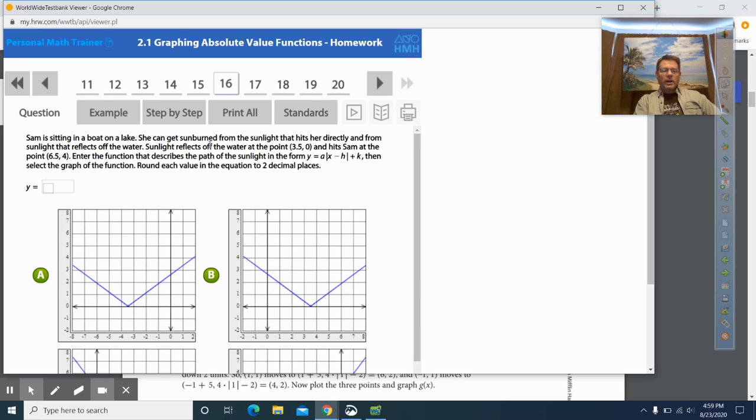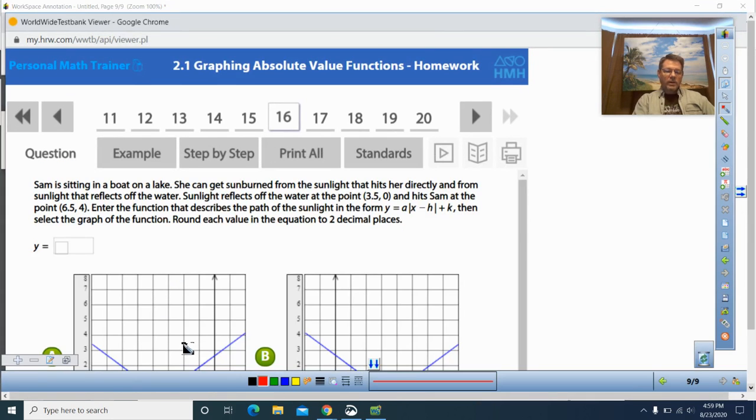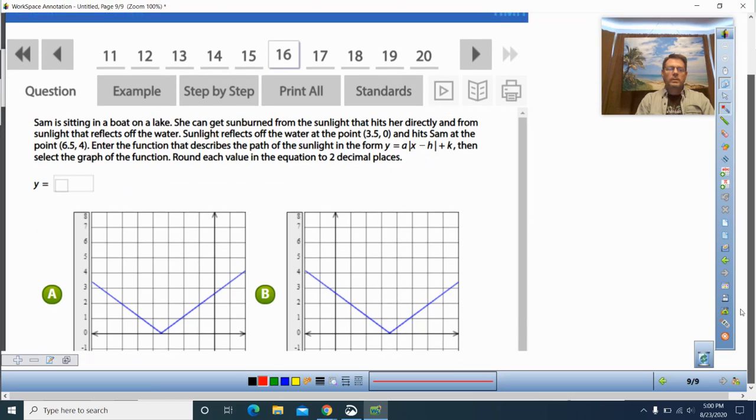So it's sunlight. Oh, good sunlight. So sunlight is going to come down and reflect up, and it's going to reflect at 3.5. Well, this is definitely not it. That's definitely not at positive 3.0. So this is a maybe. This is possible, right? This is a possible.